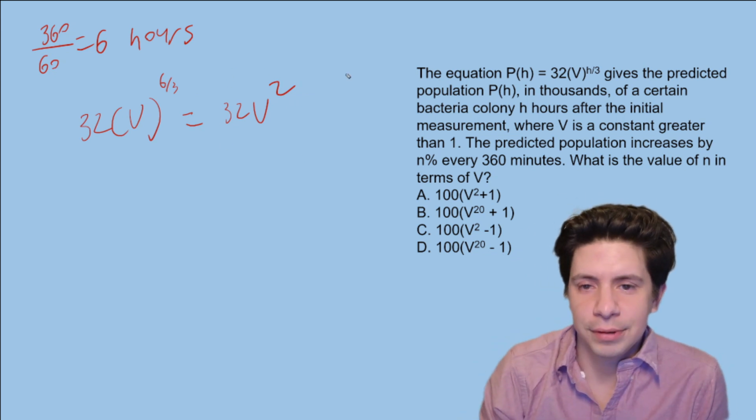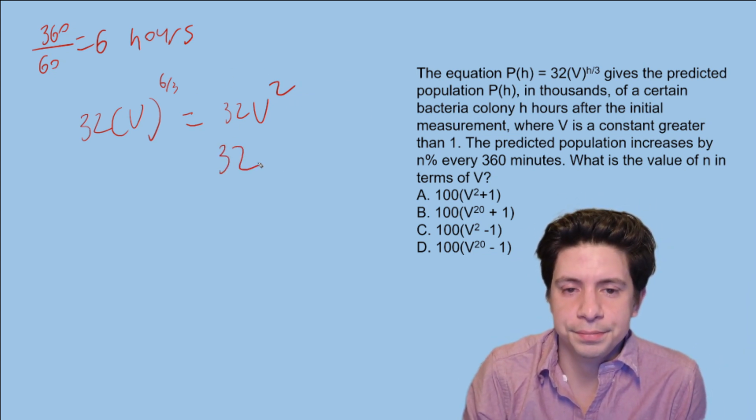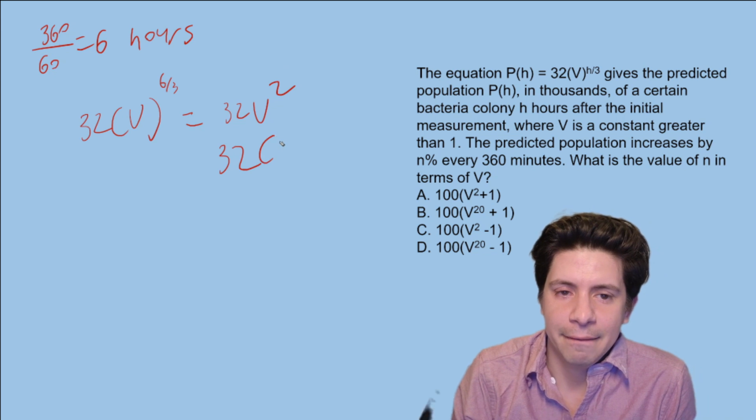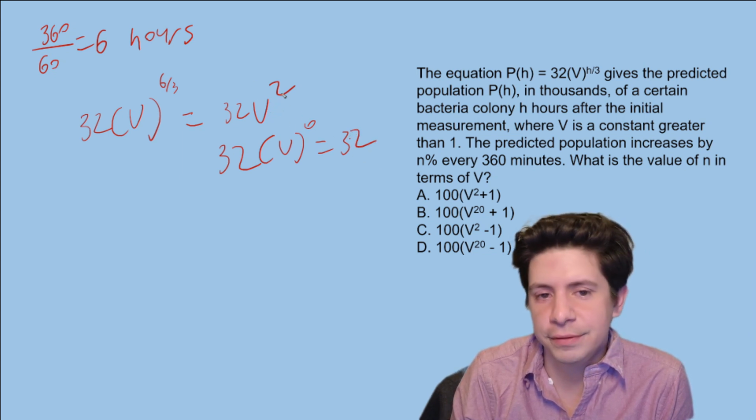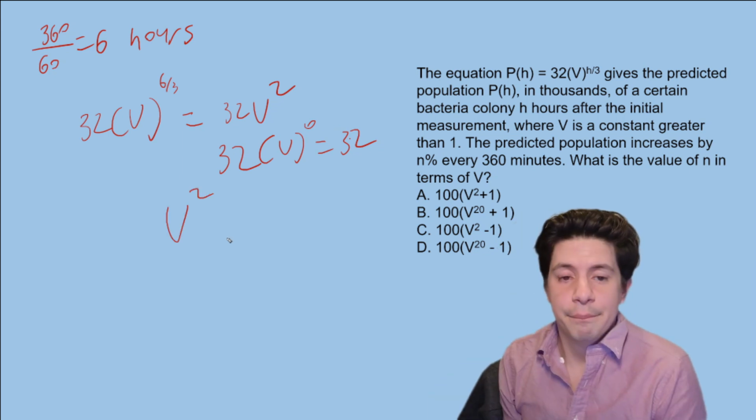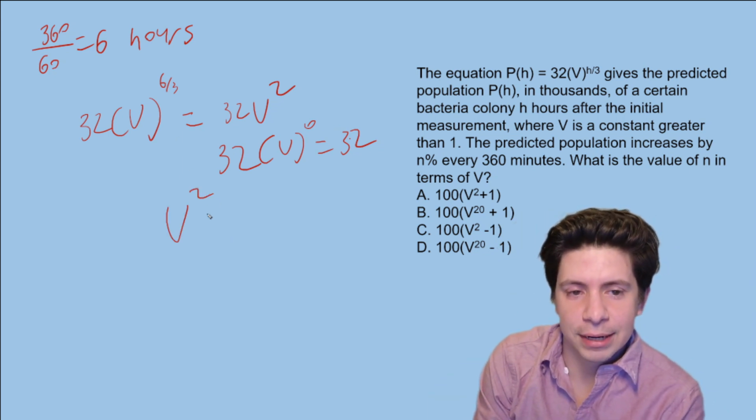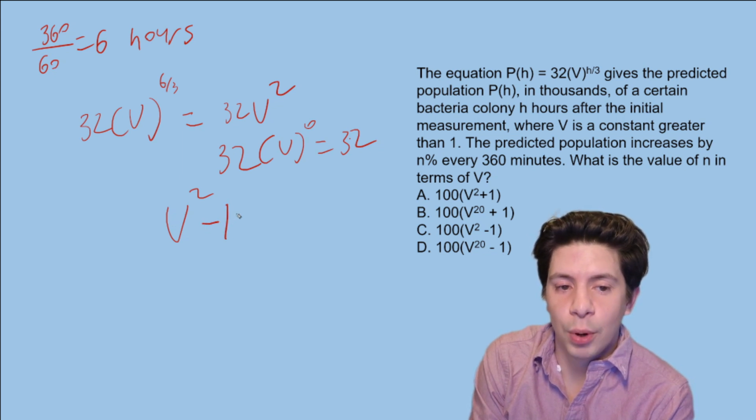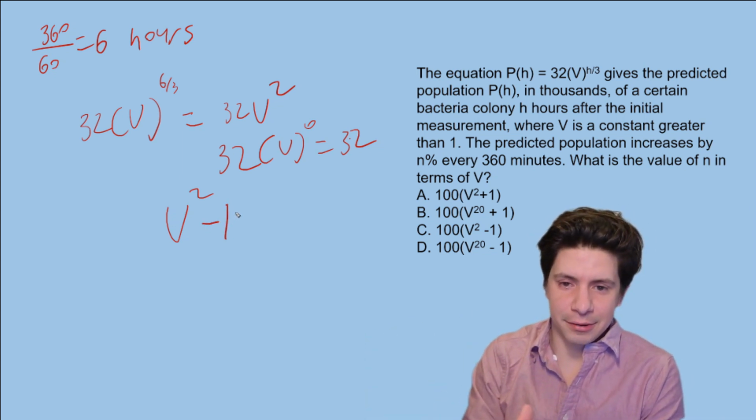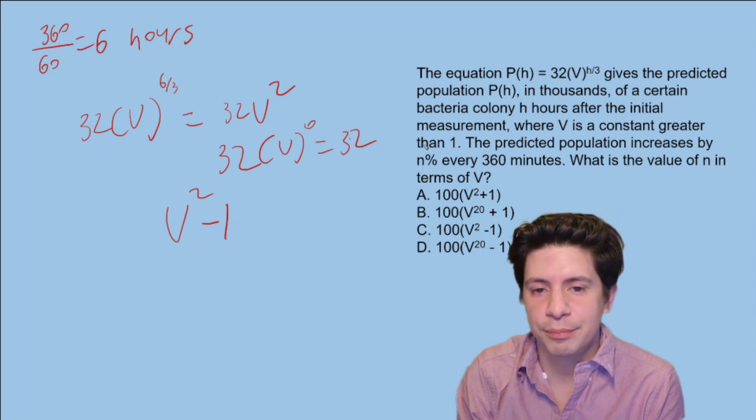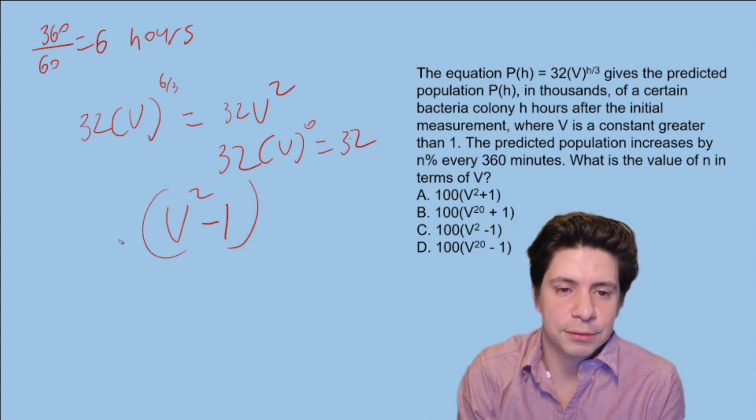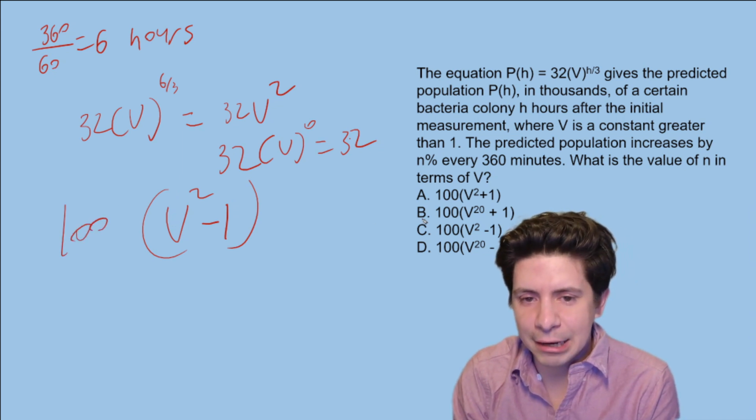And the original, right at 0, would just be 32 V to the 0, which equals 32. So the difference here is going from 32V squared to 32. But the percent difference isn't just going to be V squared. It's going to be, you're going to take away 1 to account for the 100% originally there, right? 1 is 100%. It's the original. So this will be what you're looking for. And since it's per percent, we're going to multiply it by 100. And that would be C, right?